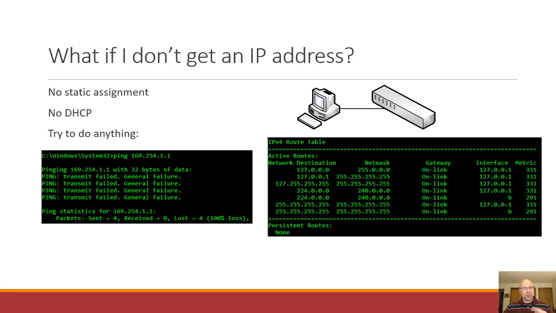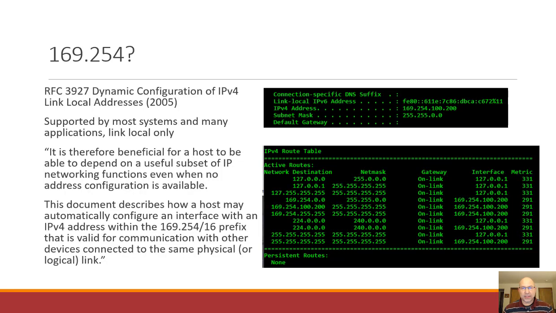Okay, so let's take this just a little farther. A lot of times we'll get the 169.254 address, and lots of folks will tell you, oh, that's a Windows thing, it's an Apple thing. No, it is a standard thing. So RFC 3927 is the dynamic configuration of IP version 4 hosts, link local addresses. Now, link locals are the ones that are on this network. So anybody that you can contact on your network is able to be contacted via your link local address.